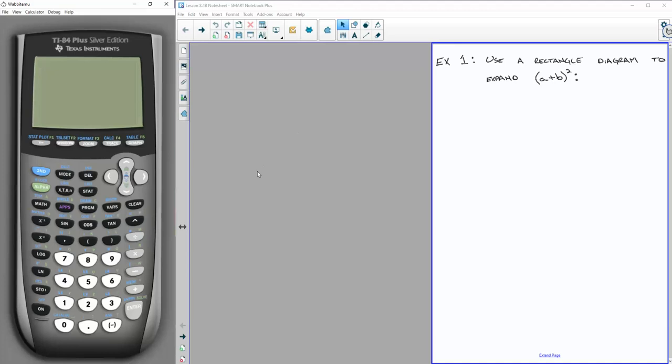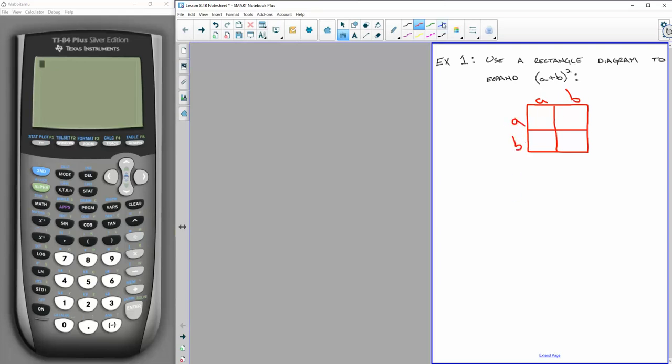We're going to go through some notes for 8.4b, special product patterns. All right, so first of all, our directions for number one: use a rectangle diagram to expand a plus b squared. In other words, a plus b times a plus b. Okay, let's do a square here. Let's break it up into parts. It is a plus b wide, and it is a plus b tall.